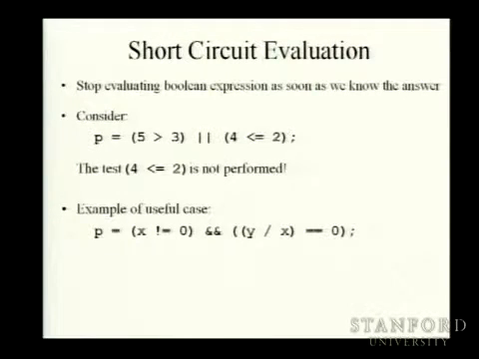Here's a useful example. Let's say you want to avoid dividing by 0, because dividing by 0 is an error. You can say, well, P is equal to x is not equal to 0. If x is equal to 0, this is false. False and anything is false, so it won't evaluate the second part over here, and you'll never actually divide by the 0. If x is not equal to 0, this is true.